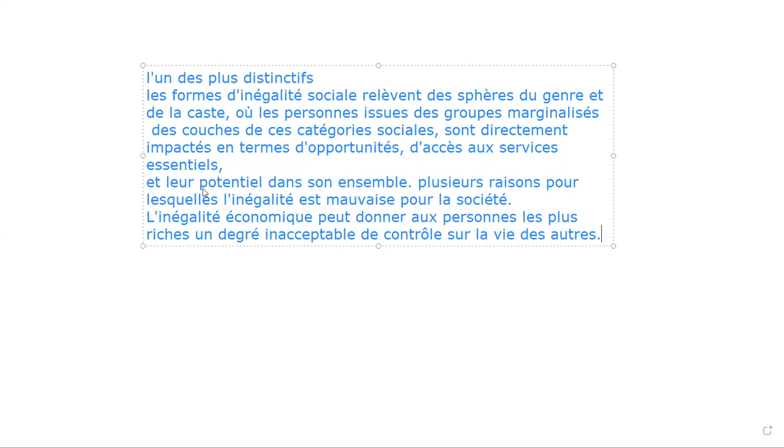This is inequality between the gender and the caste, où les personnes issues des groupes marginalisés, the people coming from the marginalized sections of the social categories, sont directement impactés, are directly impacted in terms of opportunities, d'accès aux services essentiels, access to essential utilities, et leur potentiel dans son ensemble, and their potential as a whole.